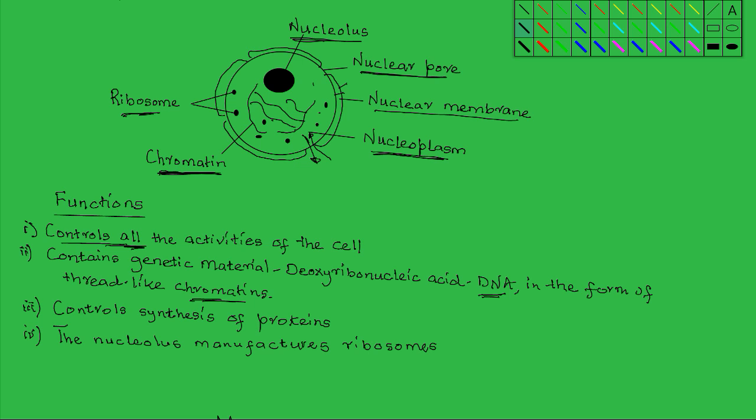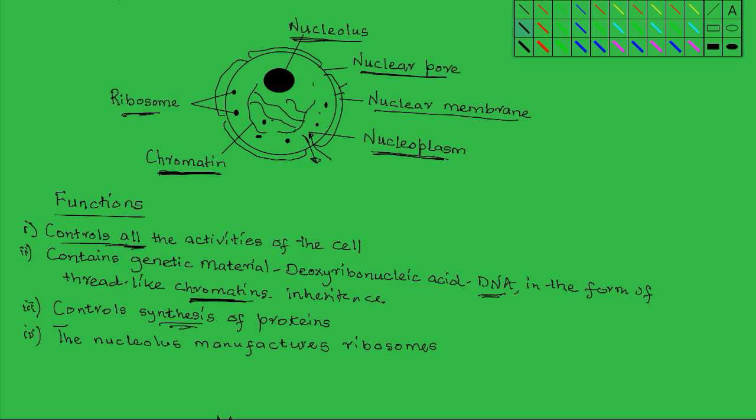Now, the genetic material, that is the DNA, determines the inheritance of the cell and therefore the organism. All the characteristics that a cell possesses, and these are the ones that determine the characteristics of an organism, are based on the genetic material present in the DNA, which appears as thread-like structures known as the chromatin. The third function of the nucleus is that it controls the synthesis of proteins.